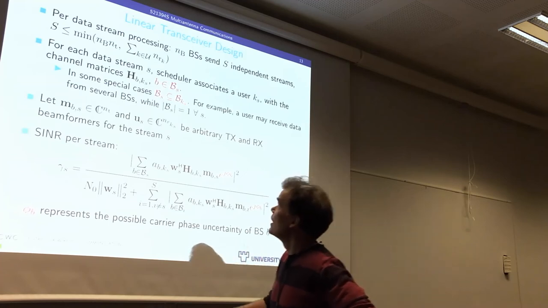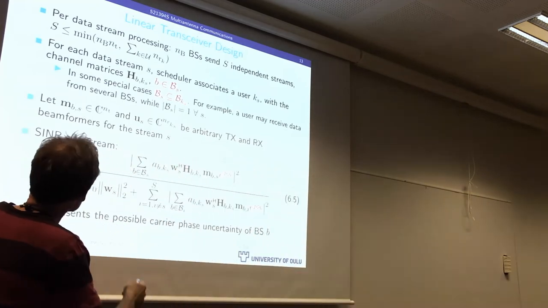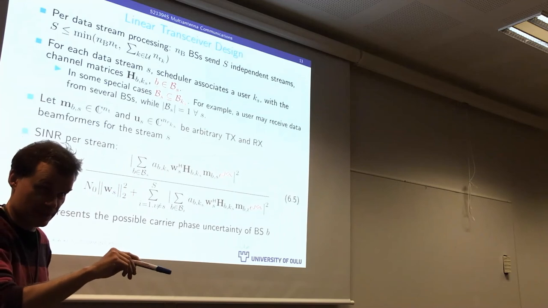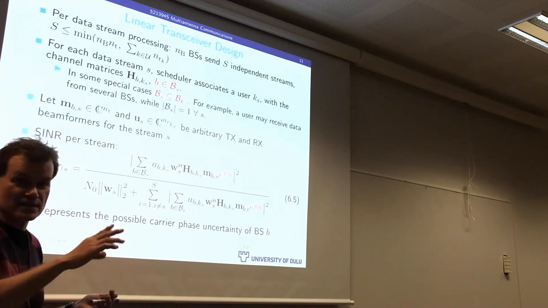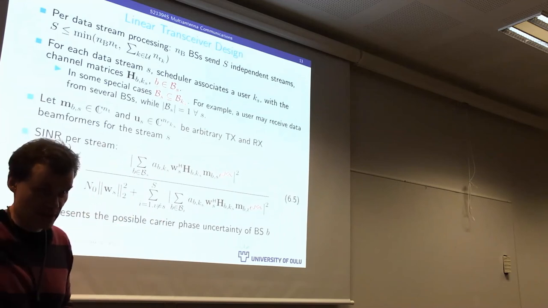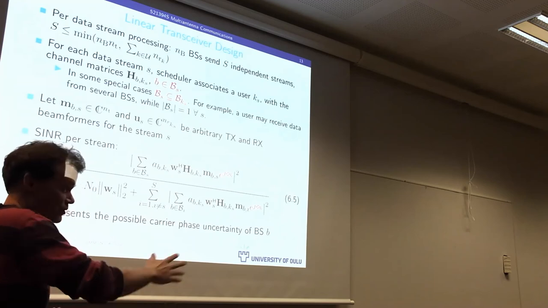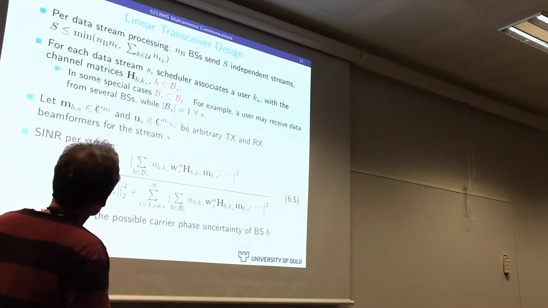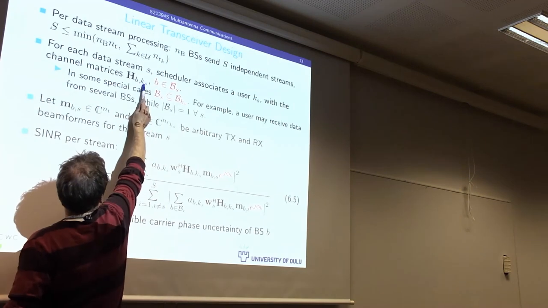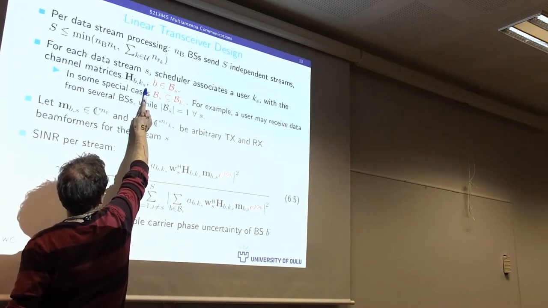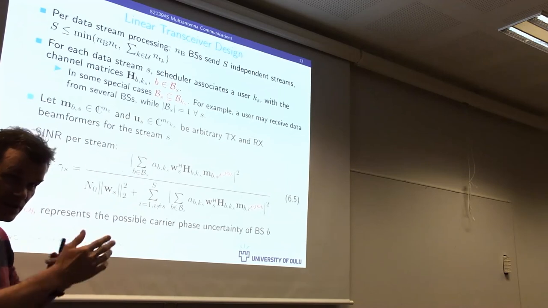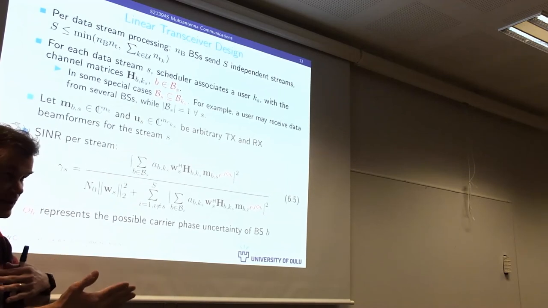Okay, so just to make the indexing a bit easier, at least from one perspective, because there are some complications that follow, let's introduce an arbitrary stream index s. Okay, stream index s is just one index that runs from 1 to capital S. And then we have a user k sub s. So this is a user index associated with the stream index. So this is the user stream pairing, right?